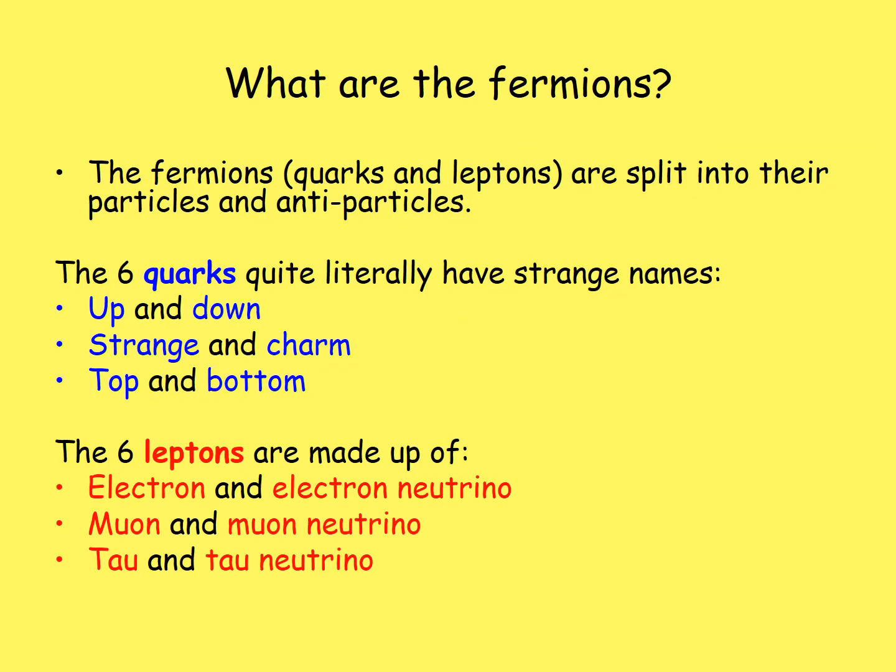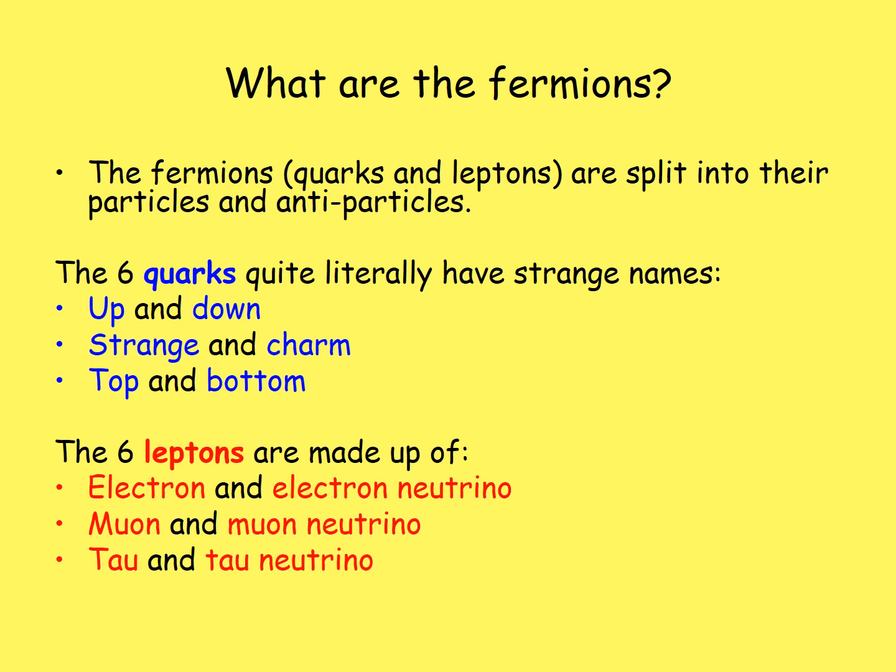So, what are the fermions? Well, the fermions, the matter particles, are made up of quarks and leptons, and then they're split into their particles and the antiparticles. The 6 quarks quite literally have very strange names. So first ones, the ones that we're most familiar with, are up and down. And it's the up and down quarks that go on to form our protons and neutrons. But you also have strange and charm and top and bottom.